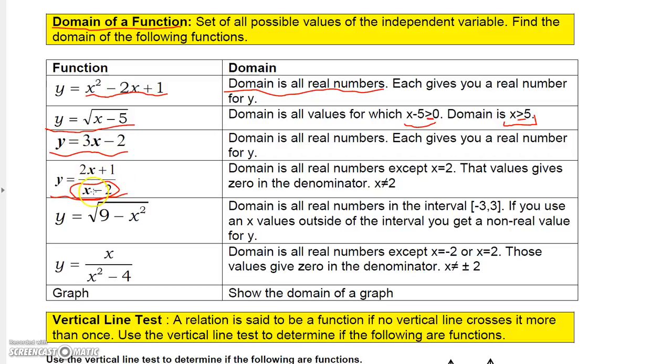So you have to say what would make this denominator equal 0, and that number is 2. So the domain of a rational function is basically anything, all real numbers except those that make the denominator 0. So x cannot equal 2. That's the only value that x cannot be.